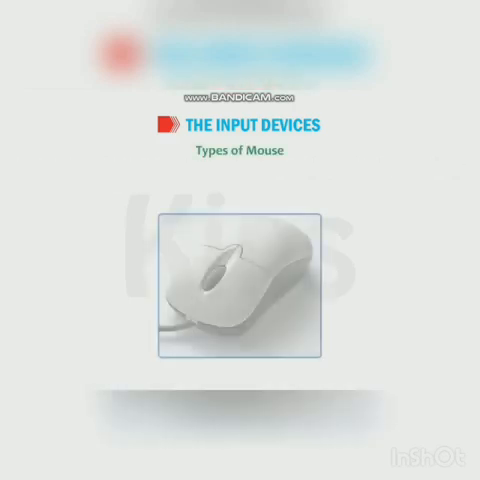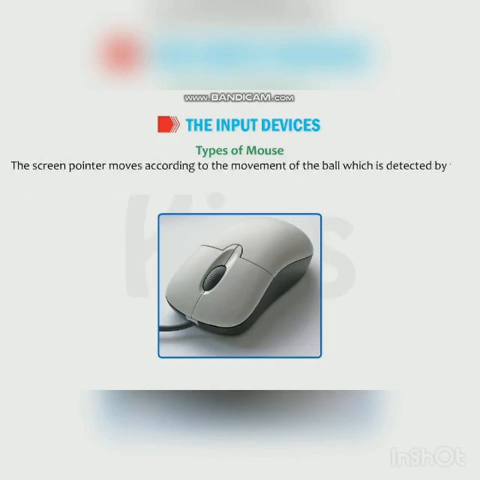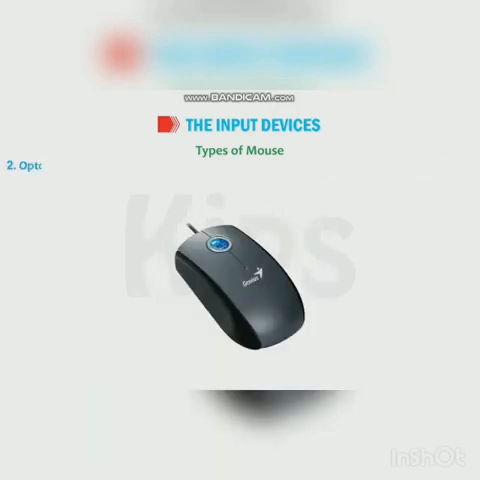Types of mouse. Number 1. Mechanical mouse. This type of mouse has a metal or rubber ball on its lower side that can roll in all the directions. The screen pointer moves according to the movement of the ball, which is detected by the mechanical sensors within the mouse.